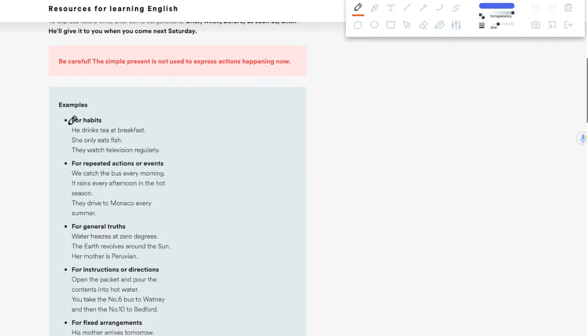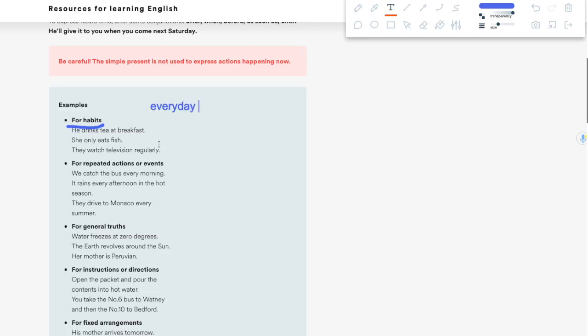The first use: the simple present is used for habits, right? For things that we do habitually. For example, he drinks tea at breakfast. She only eats fish. Those are things that we do every day. Habits are things that we do every single day.